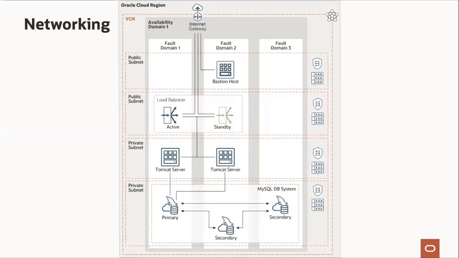You can see in the darker shaded boxes, we have our availability domain, so that's our data center, as well as our 3 different fault domains. You can kind of see we'll have, for example, the load balancer: there's an active one and then a standby one, so that's built in for high availability as well. And then you can see that we have several different subnets, a couple public subnets that will have internet access, and then a few private subnets, which is where our servers and database will be stored.